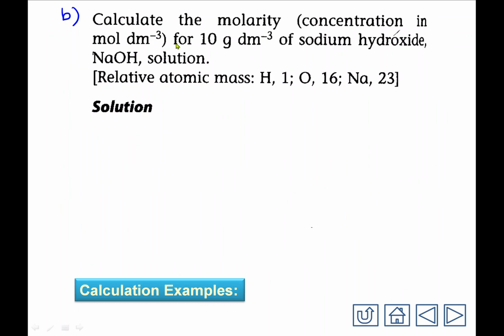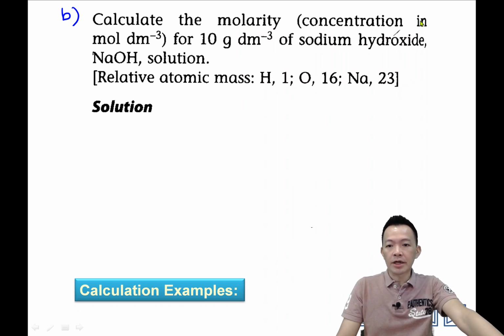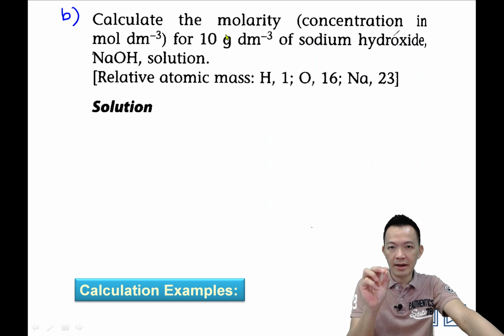Next, second question. 第二题。Calculate the molarity or the concentration in mole per cubic dm for 10 gram per cubic dm of sodium hydroxide. So 10 gram per cubic dm equals how many mole per cubic dm? 把这个 gram 变成 number of mole. So for sodium hydroxide, 1 mole is 40 gram. So 10 gram, how many mole? 10 gram 等于多少 mole 呢? So change the mass into number of mole. Still remember? Chapter 3.